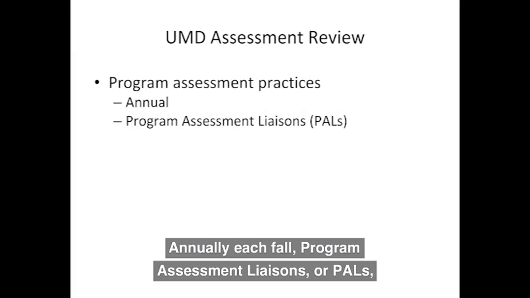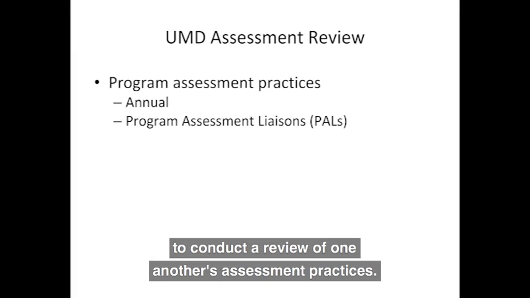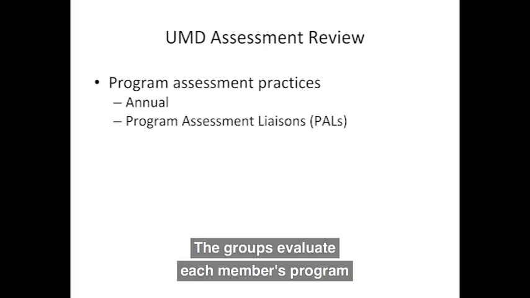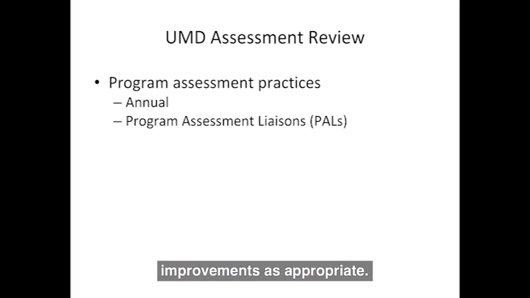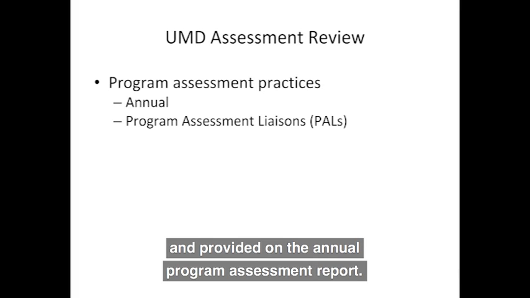Annually, each fall, Program Assessment Liaisons, or PALs, for every program on campus come together in small groups to conduct a review of one another's assessment practices. The groups evaluate each member's program using a rating scale and suggest changes to drive improvements as appropriate. This level of review focuses on information summarized within the assessment plan and provided on the annual program assessment report.